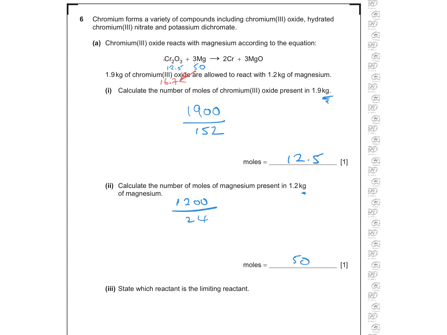I'll do it the other way. So let's get rid of this. If there are 12.5 moles of the chromium 3 oxide, and it's a 1:3 ratio, that means that we will need 37.5 moles, or at least 37.5 moles. Well, we've got 50, so we've got more than we need. So that tells us the magnesium is in excess.